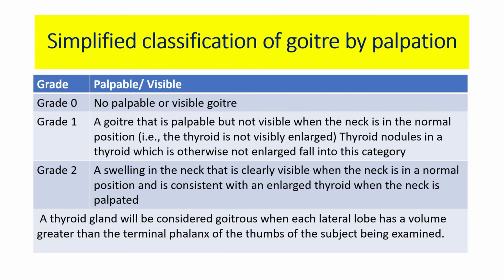During these surveys, we classify goiter based on palpation. As per WHO, there are 3 grades. Grade 0, when there is no palpable or visible goiter. In grade 1, a goiter is palpable by using fingers, but it's not visible. And in grade 2, it's visible from a distance. Based on that, we assess the total goiter rate.